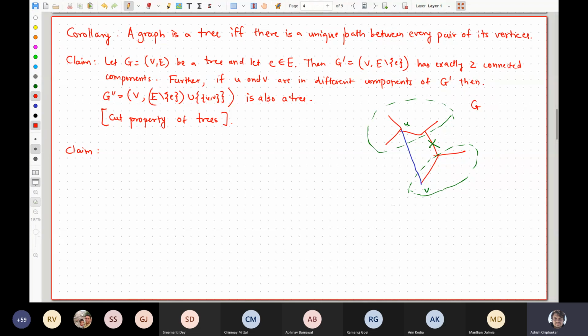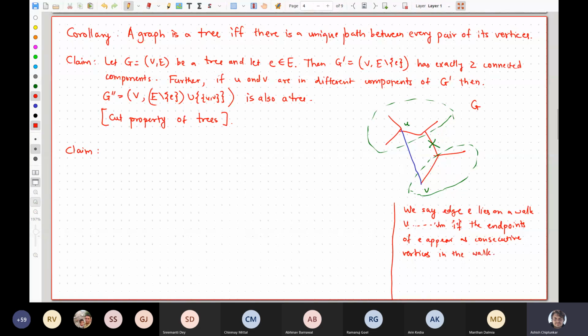So we say, okay, side note, we say edge E lies on a walk V1 through Vm if the endpoints of E appear as consecutive entries, consecutive vertices in the walk. Right, so I hope this was obvious. I just made it explicit over here.